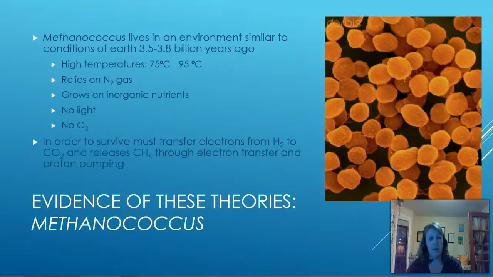And in order to survive, they use an electron transport chain where they transfer electrons from hydrogen to CO2 and release methane gas. And this is all occurring through proton pumping. And so this gives us a sense of what these primitive electron transport chains and chemiosmosis pumps and the ATP synthase would have looked like in an environment that didn't have oxygen and didn't have all the readily available nutrients we've talked about.